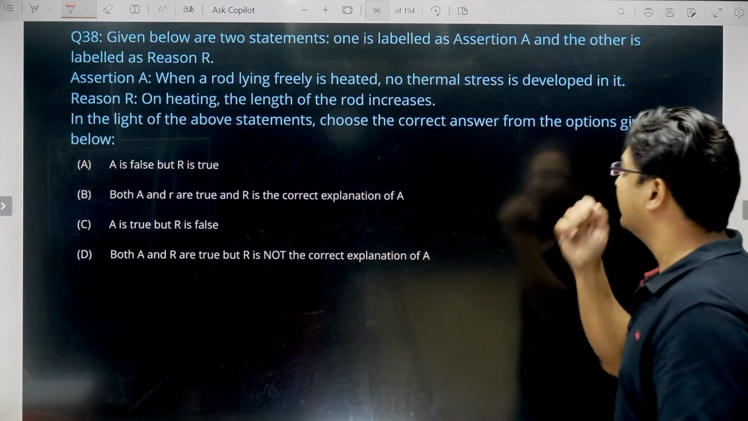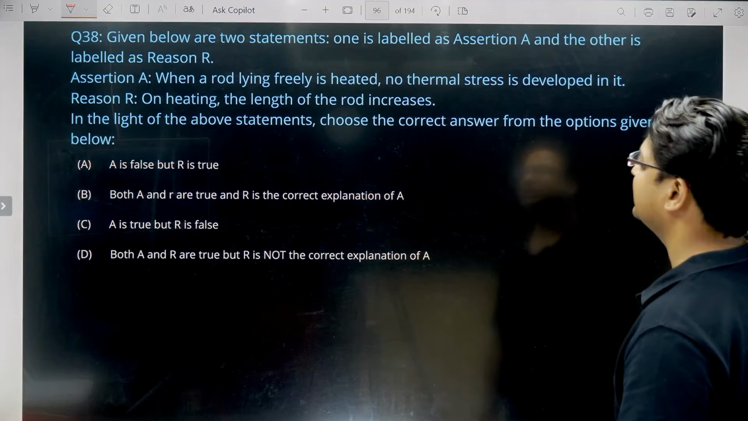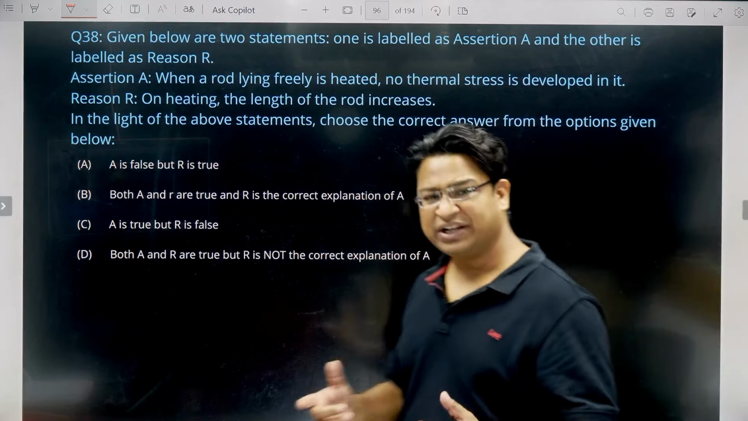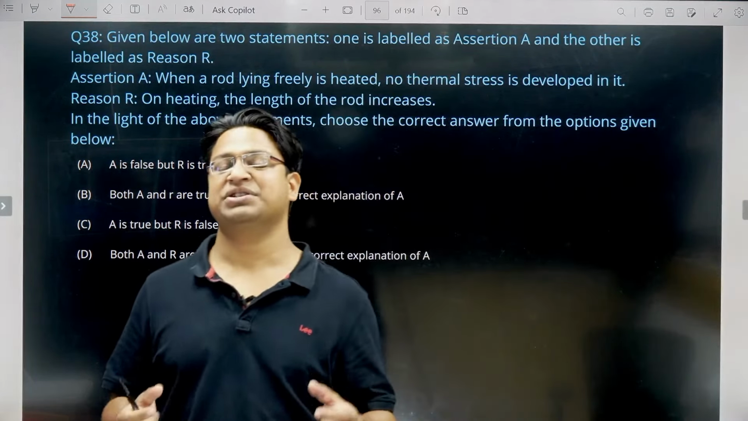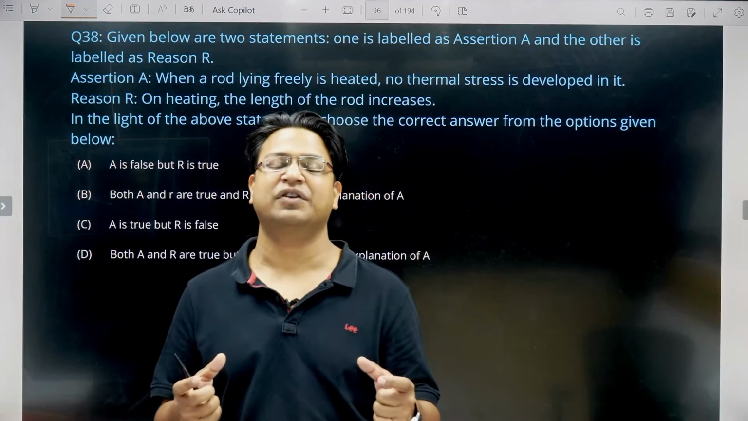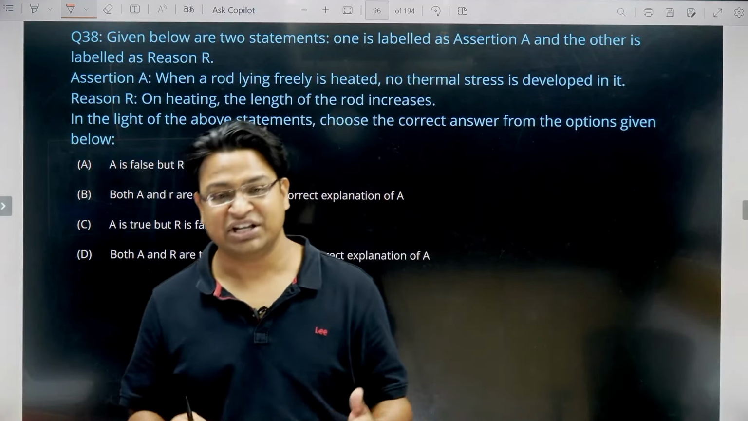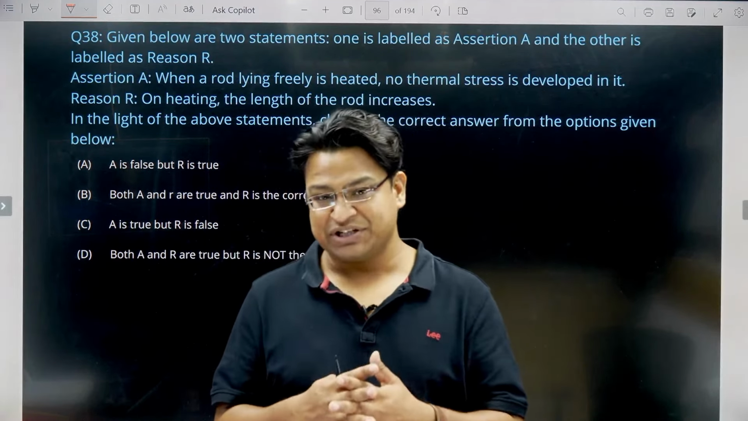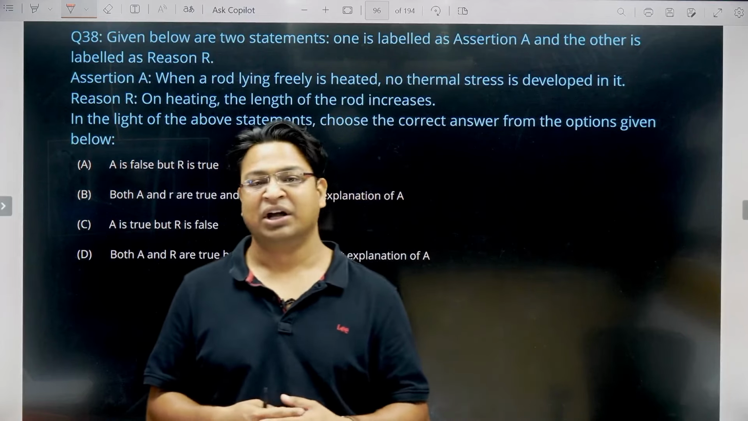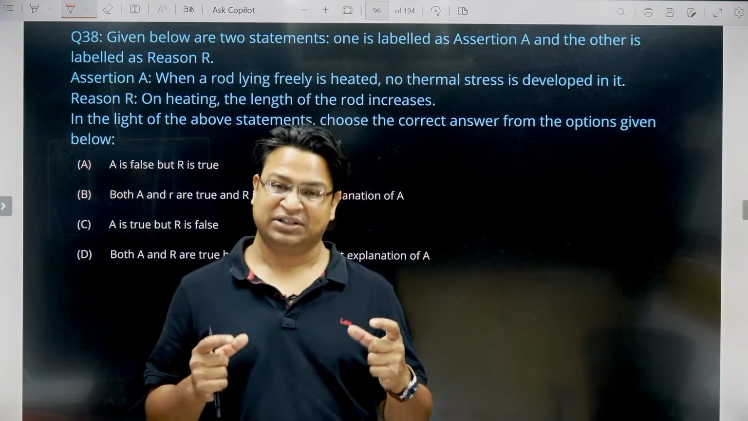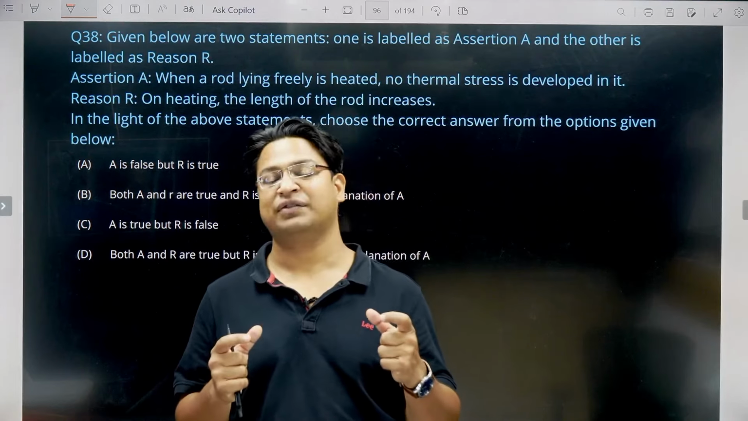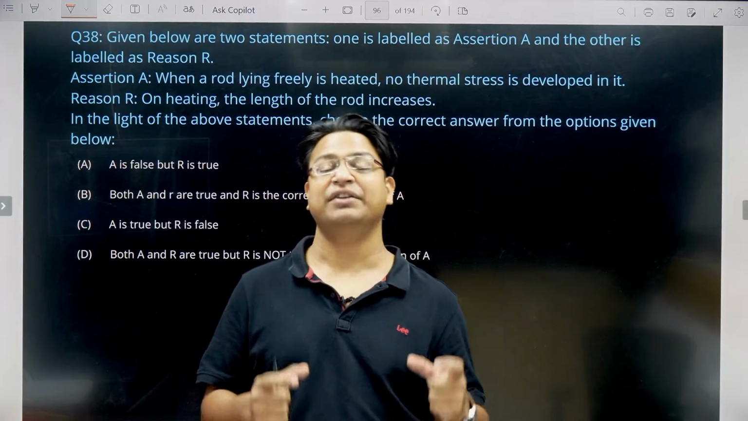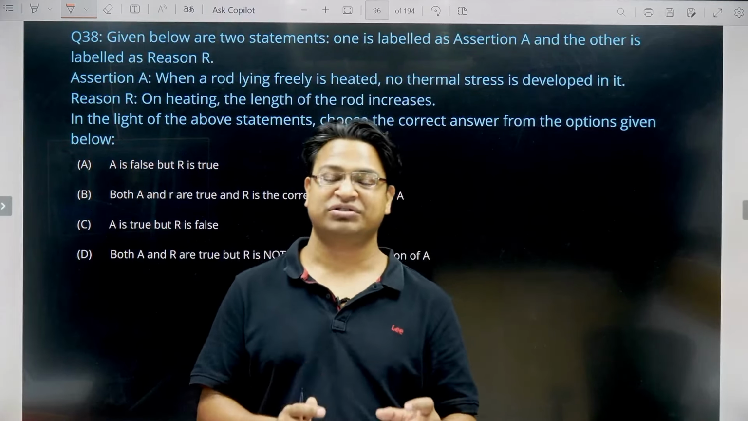Then, given below are the two statements, one labeled as assertion and the other as reason. When a rod lying freely is heated, no thermal stress is developed in it. That's correct. We should keep in mind that the size of an object is a function of its temperature. You change the temperature of the object, its size will change. If it's a solid, you can expect a change in length, area and volume. If it's a liquid, you will expect a change in its volume. So every object wants to attain a specific size at a specific temperature. If you allow that to happen, then no stress develops in the object.